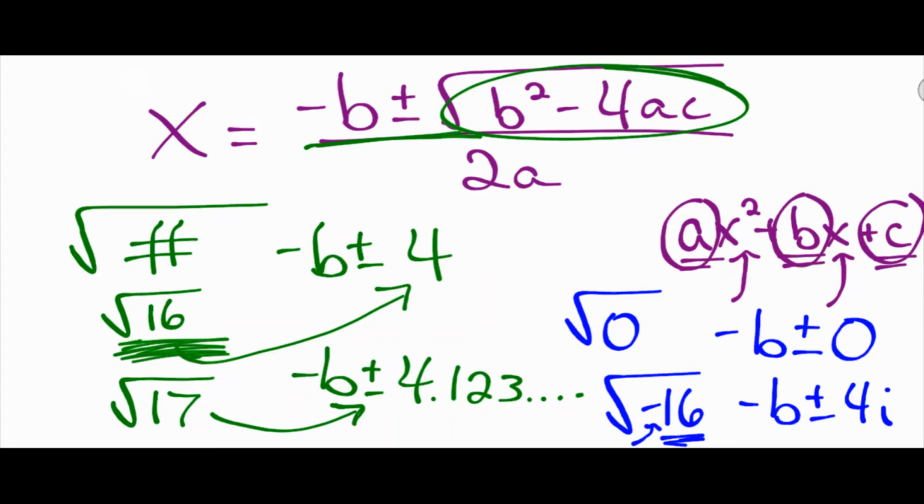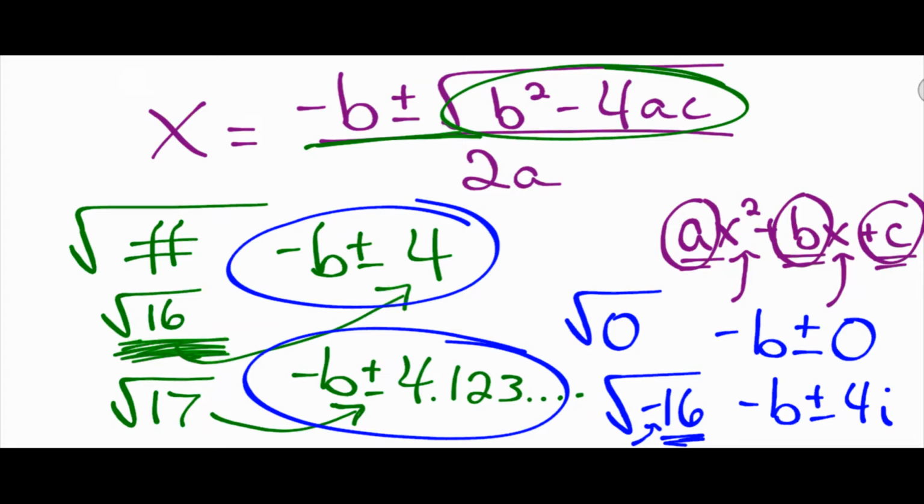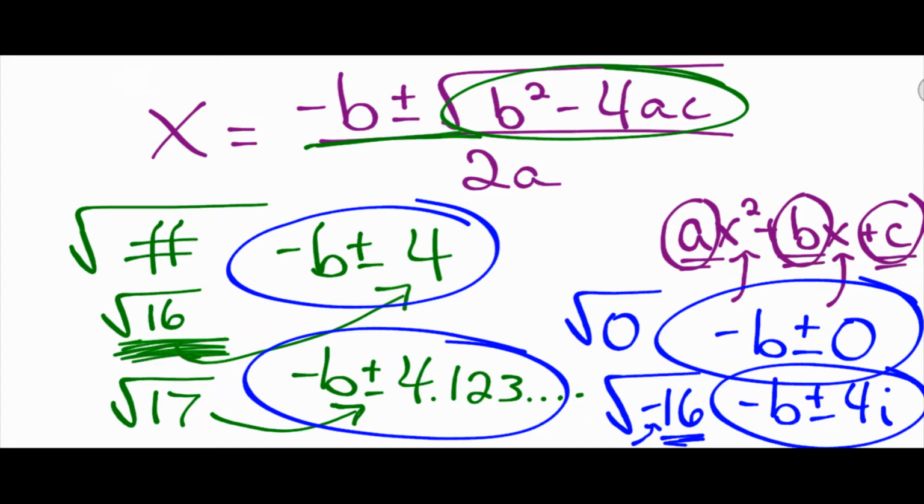So these are really the 4 scenarios. This case should be factorable, where we get 2 rational solutions. This case is prime, but still has real solutions. They're irrational, but they're real. This is going to have 1 real solution, actually 1 rational solution. And this is going to have 2 imaginary solutions. So that's really what we're breaking down here.